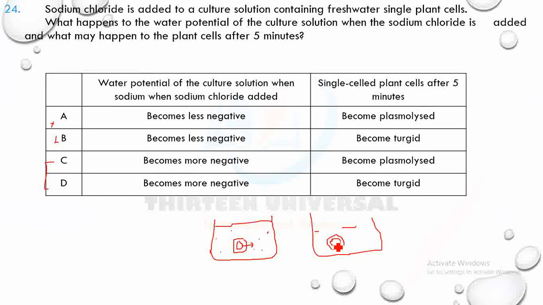Plasmolysis. The cell membrane starts withdrawing from the cell wall. So the cell does not become turgid because water is leaving the cell. The cell becomes plasmolysed because the cell membrane is going to pull away. Anytime water leaves plant cells, with time they become plasmolysed. So C is the answer, guys.